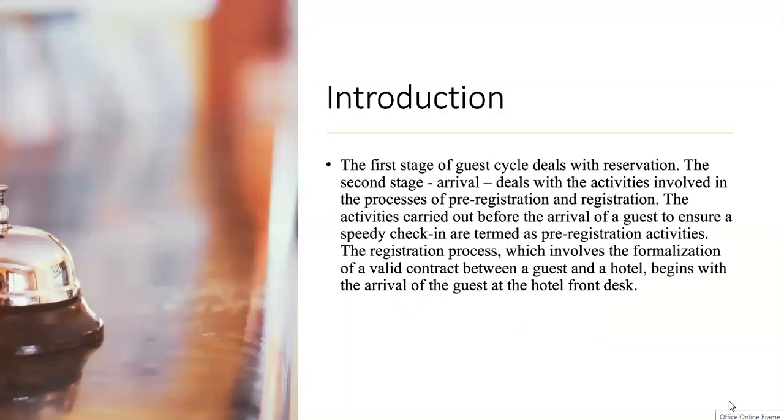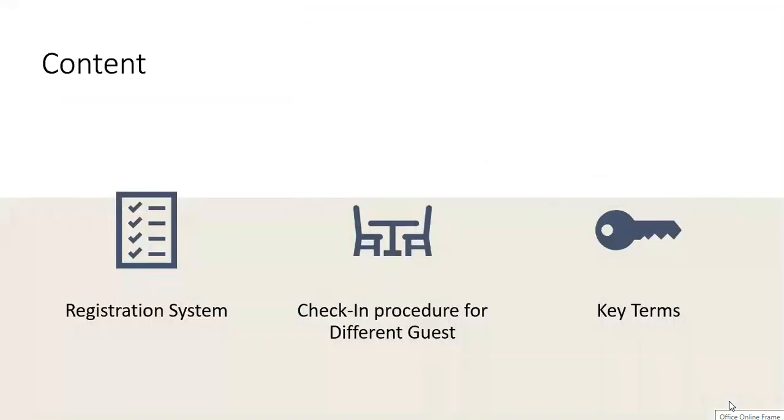So arrivals, the introduction. It deals with the guest cycle. The guest cycle starts with reservation, and we come to the next stage, that is registration, which happens in arrivals. It deals with a number of activities involved with the guest, and the activities carried out before the arrival of guests to ensure a speedy check-in are termed pre-registration activities. And this registration process involves the formalization of a valid contract between the guest and hotel, and begins with the arrival of the guest at the hotel front desk.